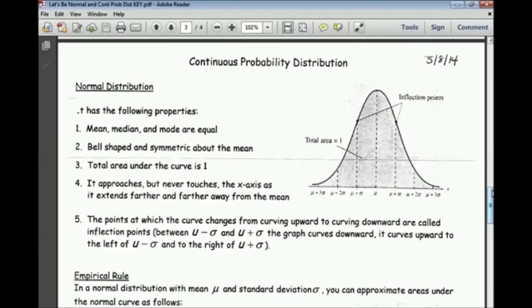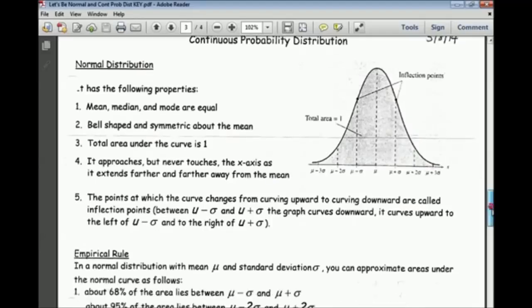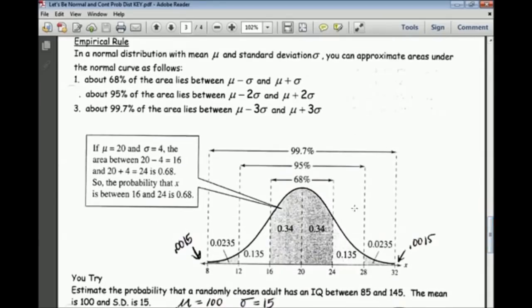The empirical rule says that 68% of the data lies within plus or minus 1 standard deviation of the mean. Because it's symmetric, 1 standard deviation to the left would be 34%, and 1 standard deviation to the right of the mean would be another 34%. We have to add them up when we're using the empirical rule to estimate. Now, where did these numbers come from?